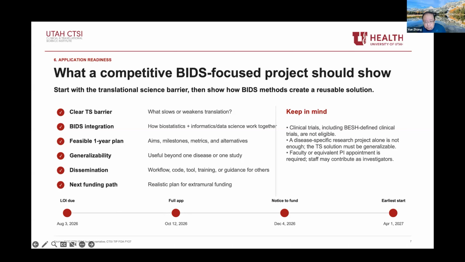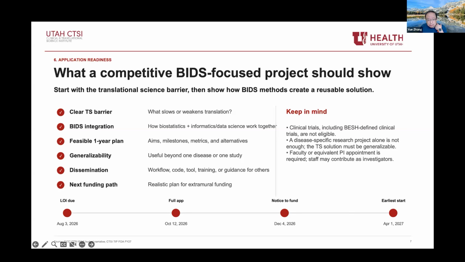The project also needs to be feasible within 1 year because it's a seed grant, and the reviewer, similar to other seed grant programs, will look for clear aims, milestones, metrics, and realistic alternatives if something doesn't go as planned.